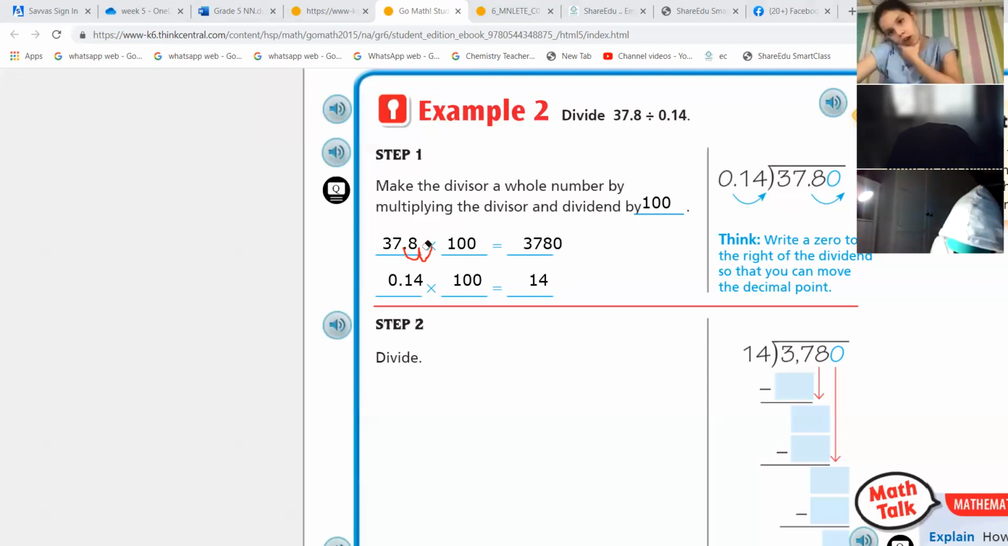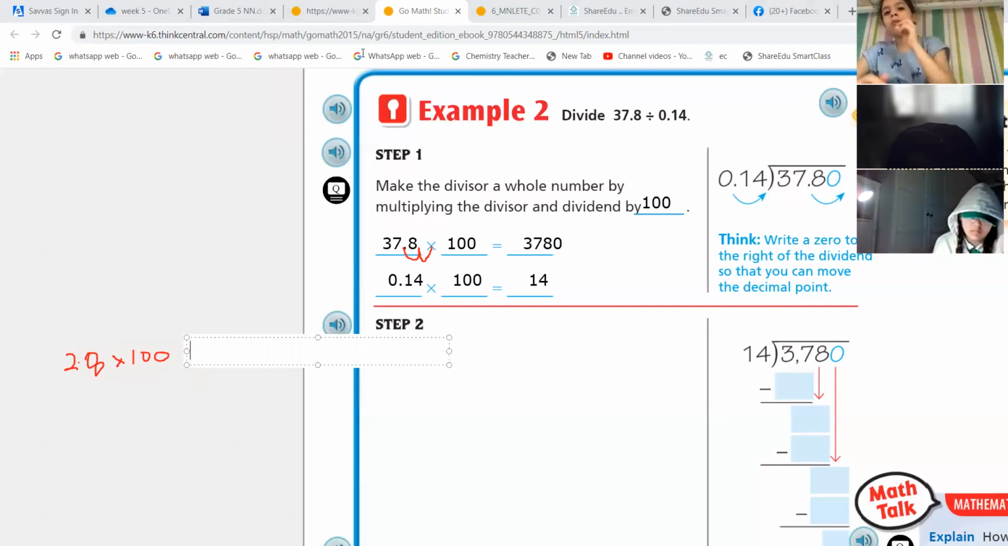Now, did you get it? Like an example, I will ask you. If it's 2.8 multiplied by 100, what is the answer? Tell me, Tala. 2.8 multiplied by 100. Yes. So I take the decimal point out.